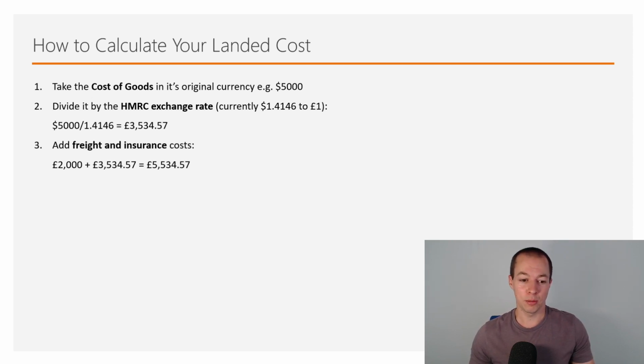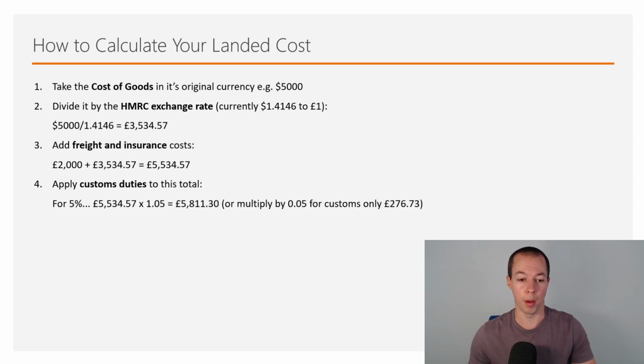So you add that £2,000 of shipping costs, which is the cost for the freight itself, and if you pay for optional insurance, that is included as well. So add that £2,000 onto the £3,534 cost of goods to give you a new total of £5,534. We then need to apply the customs duty rate.